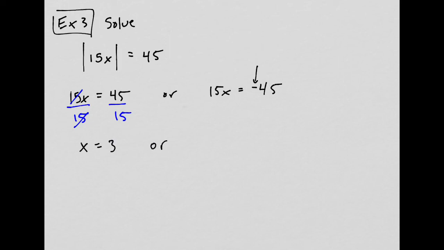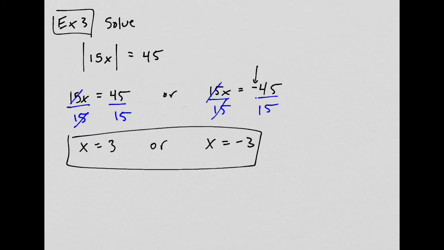The other one, well, I do the same exact step. I just get a negative. So x equals negative 3, right? Because negative divided by a positive is a negative. So that's it. All you're doing is making two equations. One of them has a negative, and then you solve both of them to get both of the answers that work. And we're done.